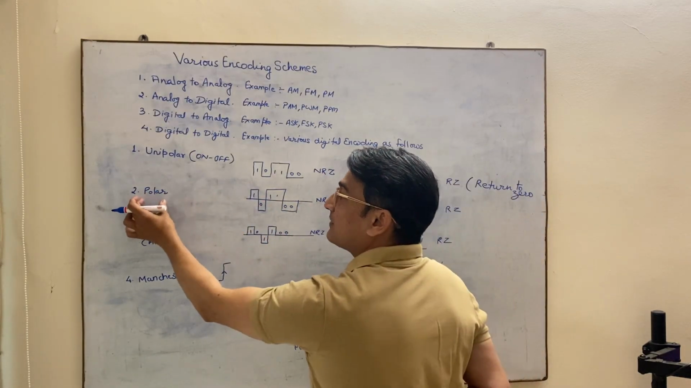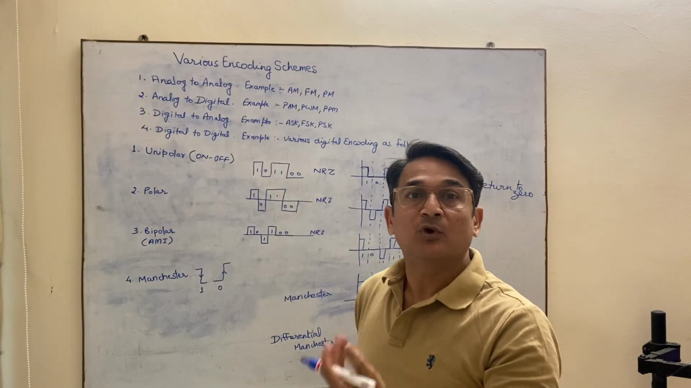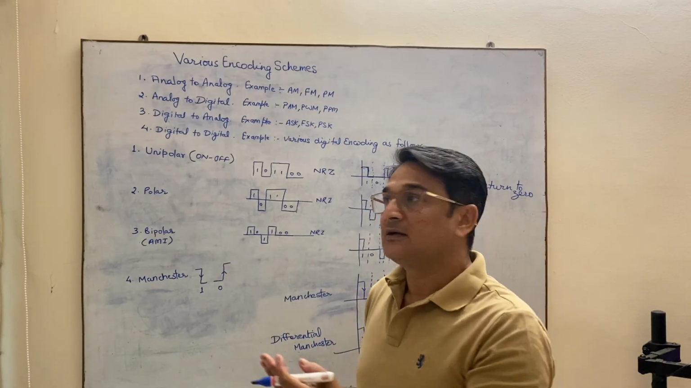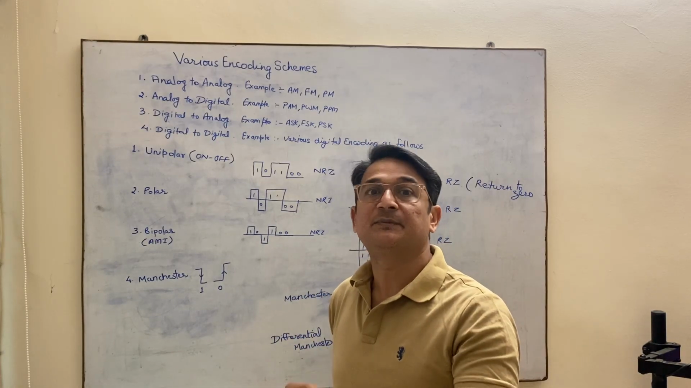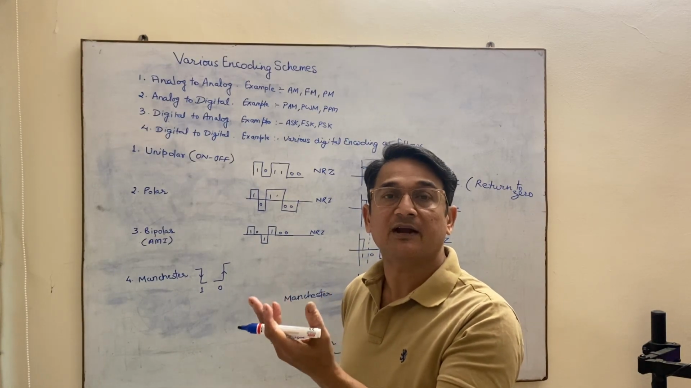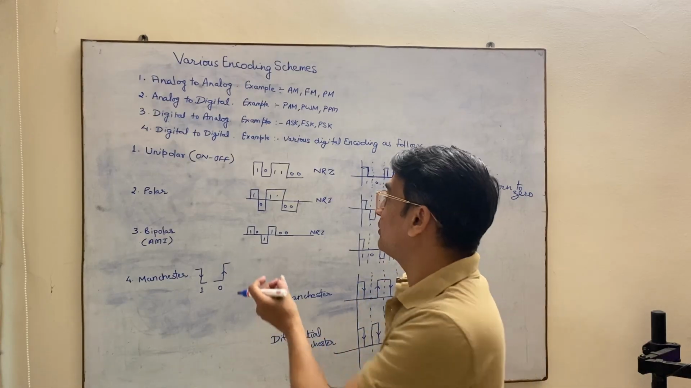So the second type of technique is the polar technique. In the polar technique, we have two polarities. One is positive polarity, another is negative polarity. That means bit 1 is represented by positive polarity and bit 0 is represented by negative polarity.